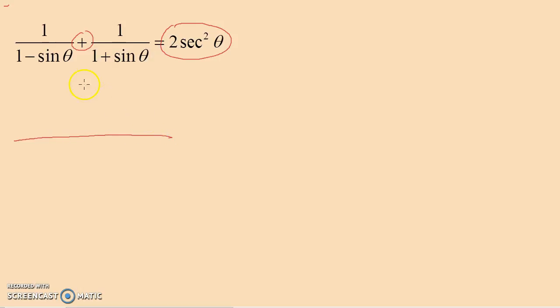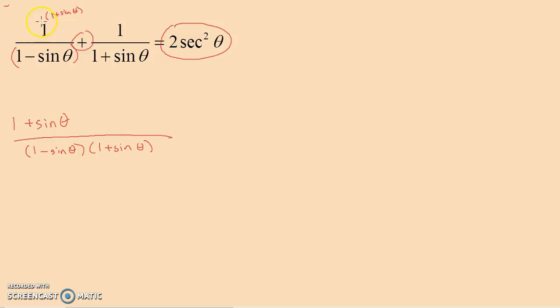When you add two fractions, you need a common denominator. My common denominator is just going to be taking my two denominators that I currently have and multiplying them together. So I get 1 minus sine of theta times 1 plus sine of theta. Now, this fraction needs the 1 plus sine of theta, so I will gladly multiply the top and bottom by 1 plus sine of theta. That way I get that common denominator.